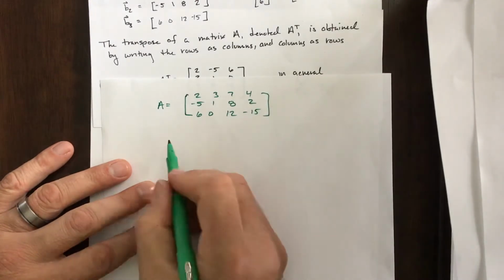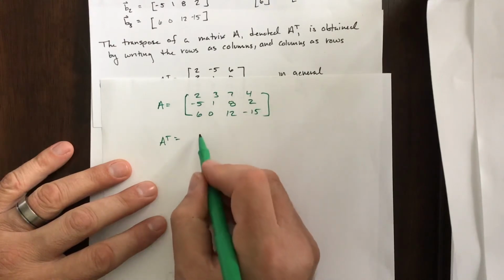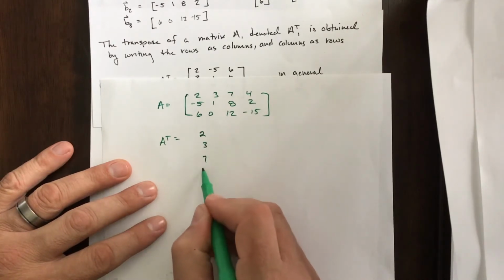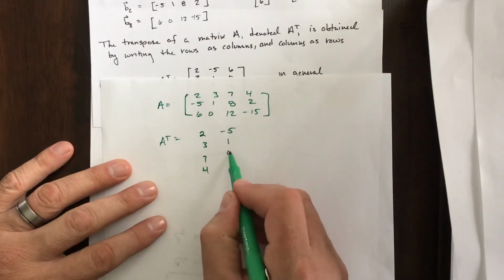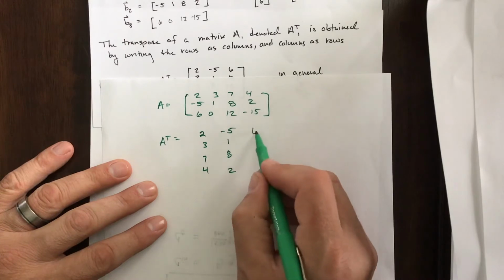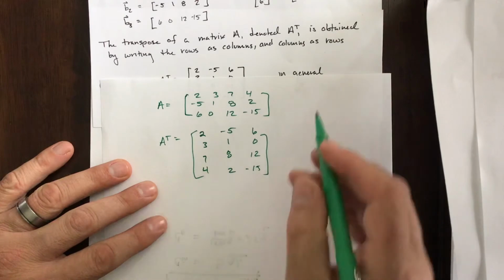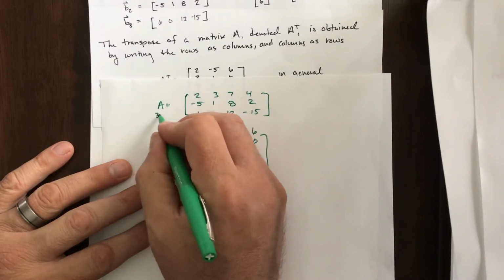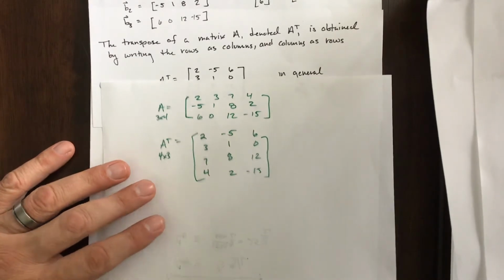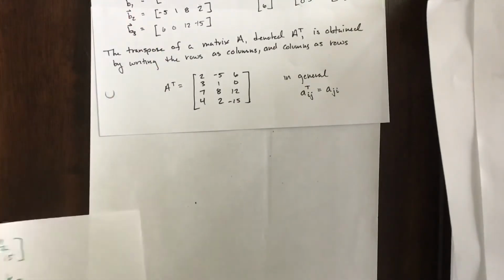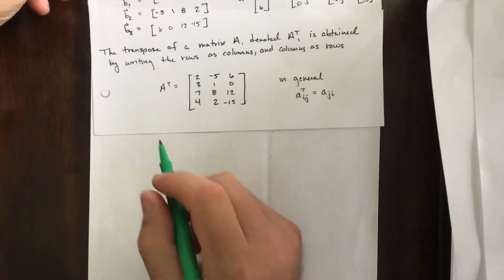So if I were to take the transpose of that matrix, this first row becomes my first column. So we get 2, 3, 7, and 4. The second row becomes the second column, -5, 1, 8, and 2. And lastly, 6, 0, 12, and -15. So this is a 3 by 4 matrix. This is a 4 by 3 matrix. And you can see how I retrieved A transpose.